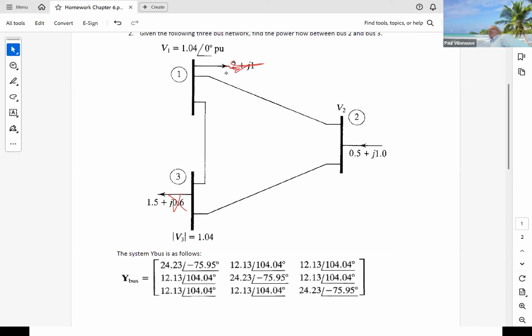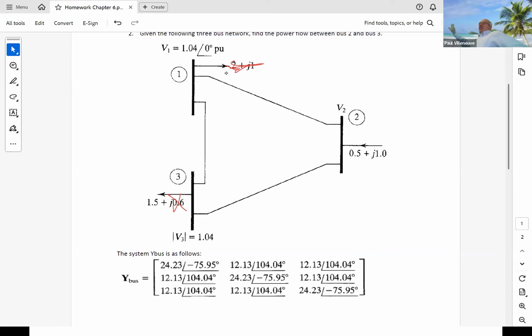I prioritize a slack bus because every system to be able to do a load flow has to have a slack bus. You have to have at least one slack bus because you've got to make up for the differences in the line losses. If you don't have a slack bus, then you can never get power balance, because you can never accurately predict what the line losses are going to be. It's too difficult. So you always have to have one slack bus to pick up the slack. It also provides a reference too. It's 1.04 at an angle of 0. That's my reference.